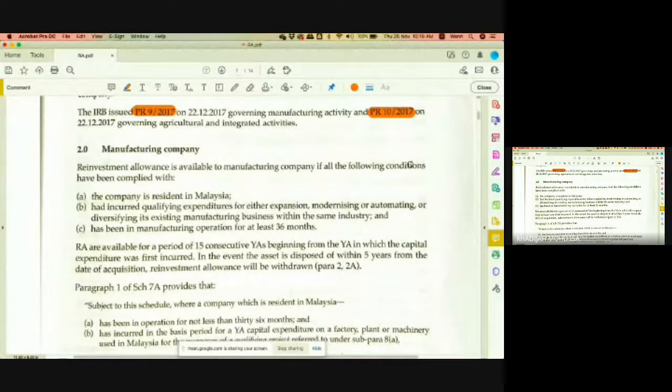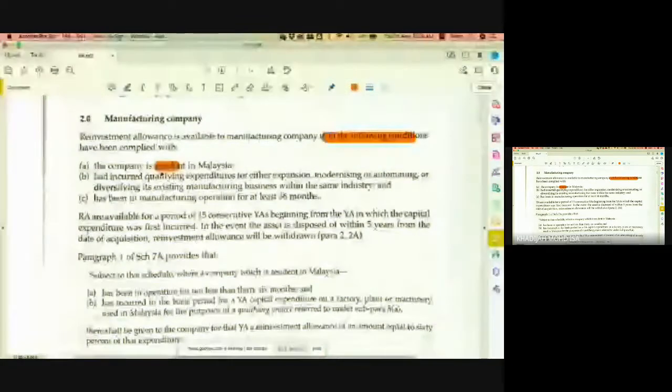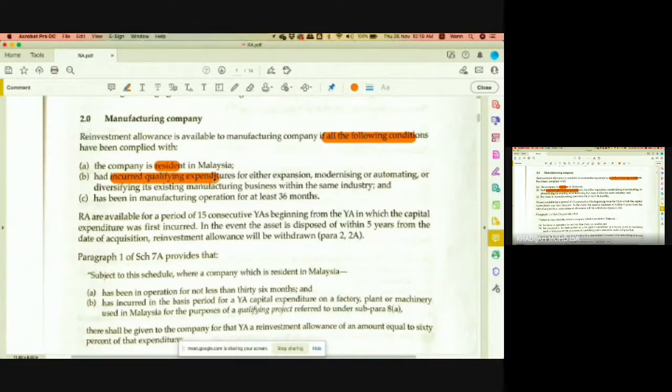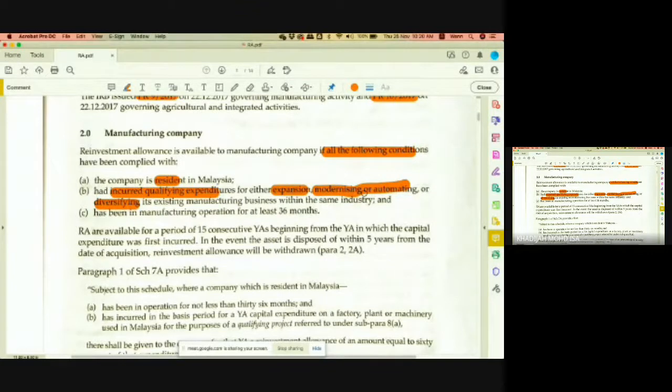What do you mean by manufacturing company? It's only available if the company has all the following conditions. It's quite strict, but normally the conditions are that you are a resident in Malaysia, and you incurred qualifying expenditure. So you must know what your expenditure is. In this case, you're talking about capital expenditure, and that expenditure incurred is for the purpose of expansion, modernizing or automating, or diversifying its existing manufacturing business within the same industry. Later we look at what expansion, modernizing, automating or diversifying mean. In other words, in order to apply for reinvestment allowance, or RA, you must incur capex for the purpose of your expansion, modernizing or automating, or diversification.